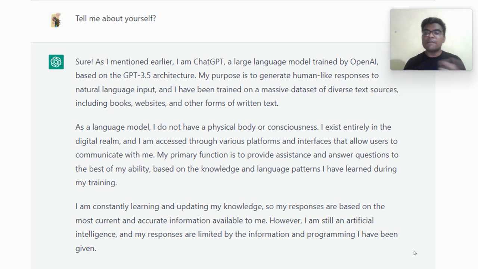Its purpose is to generate human-like responses to natural language input, and it is trained on a massive dataset of diverse text resources, including books, websites, and other forms of written text. As a language model, I do not have a physical body or consciousness. I exist entirely in the digital realm and I'm accessed through various platforms and interfaces that allow users to communicate with me. So if you are a person who doesn't need human communication and just wants computer-human interaction, you can use ChatGPT, where you can communicate with an AI model just like how humans interact, but unfortunately, it is not a physical body.